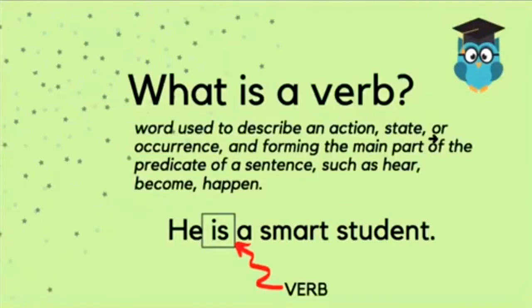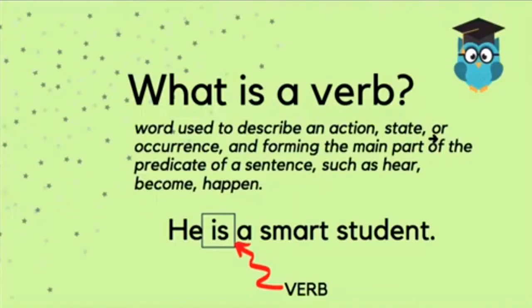Now let's proceed with defining what a verb is. A verb is a word used to describe an action, state of being, or occurrence, and forming the main part of the predicate of a sentence, such as hear, become, or happen. So this is what a verb looks like, or this is the definition of the verb.